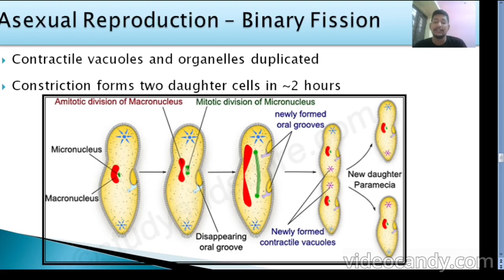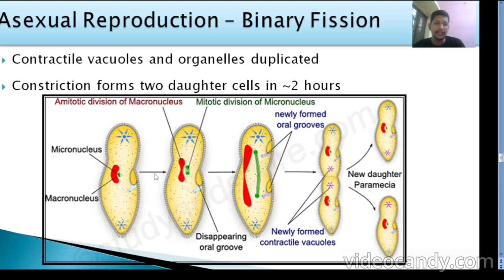At the same time, the other cell organelles also get duplicated, they get doubled. Finally, you can see in the middle, although here it is not so clear, the formation of a transverse constriction. The transverse constriction will cut the paramecium and it results in the formation of two daughter paramecia. I hope it is clear.